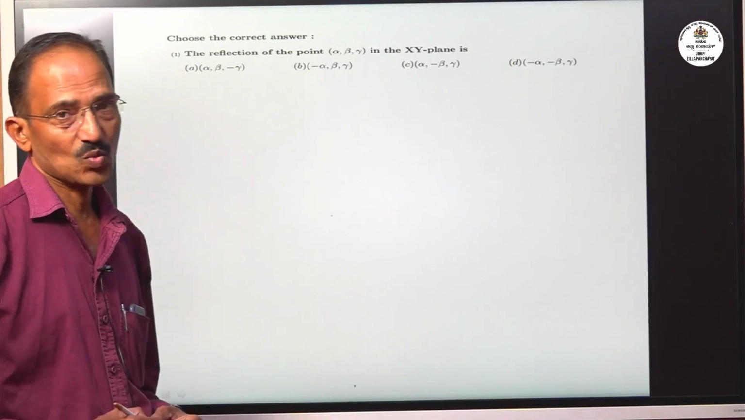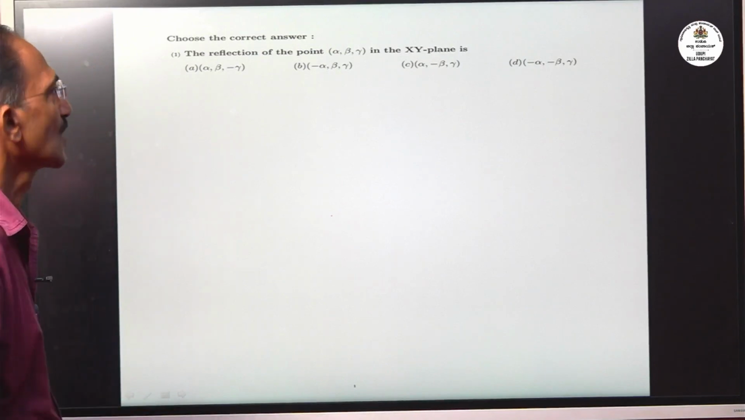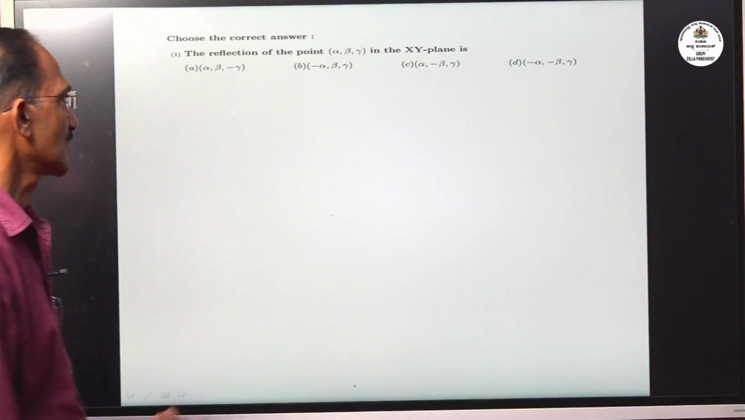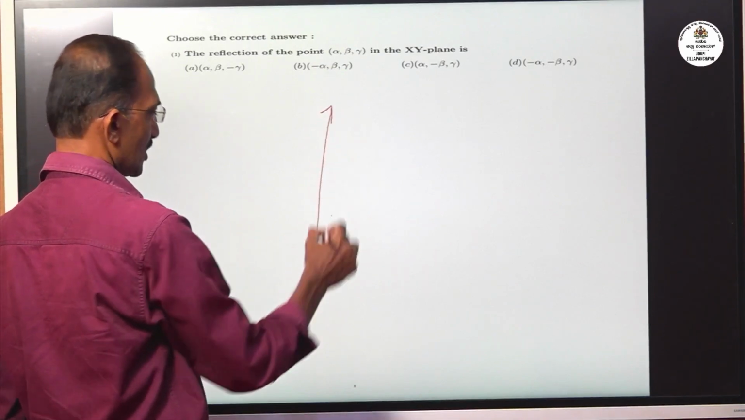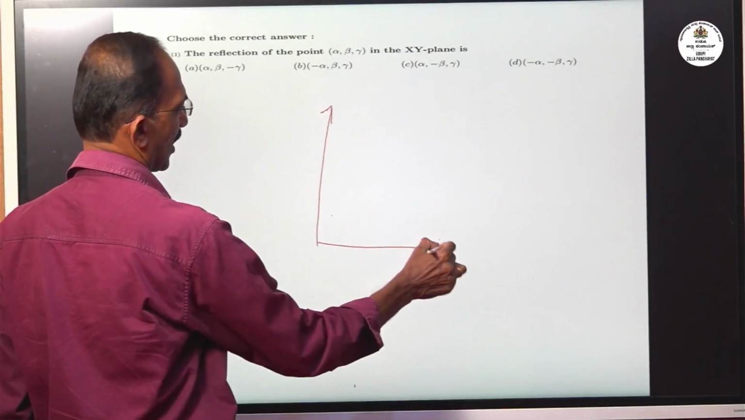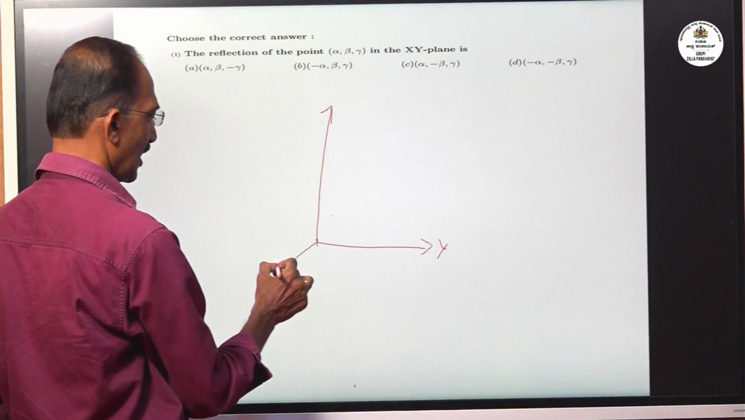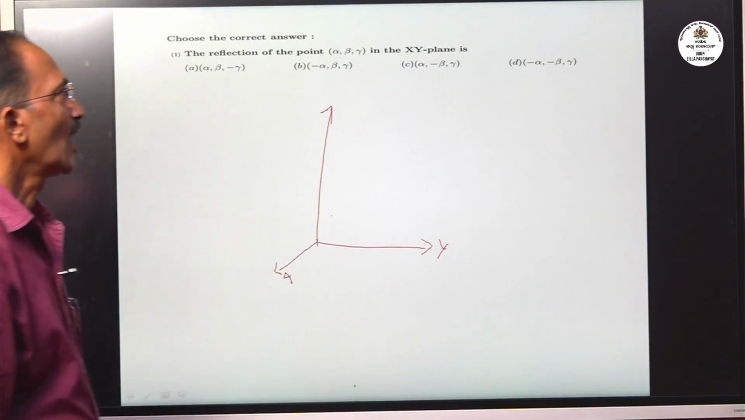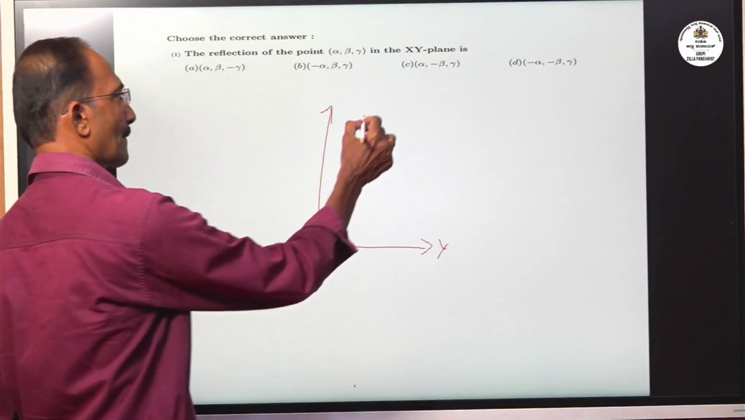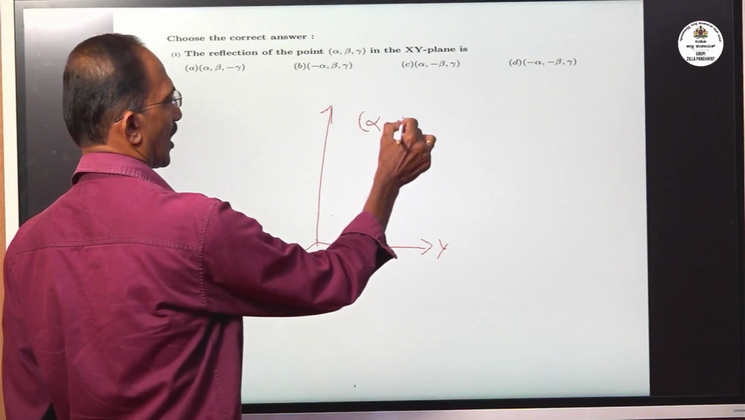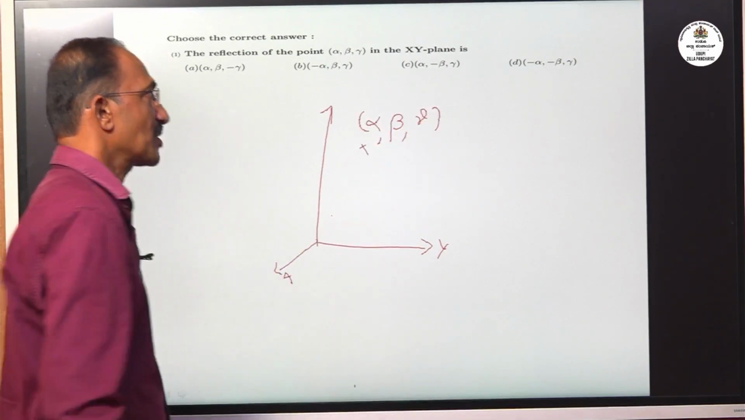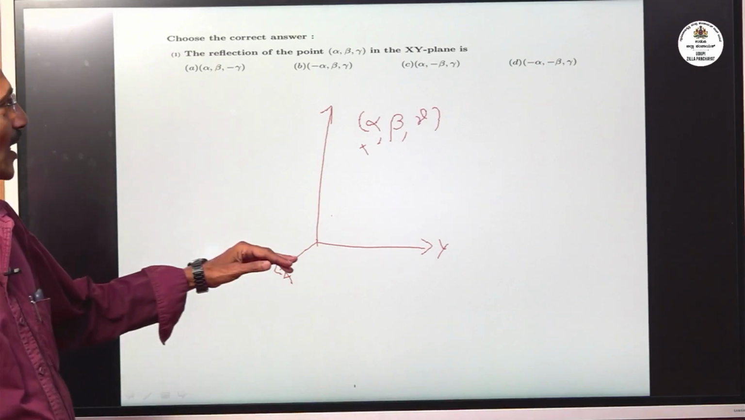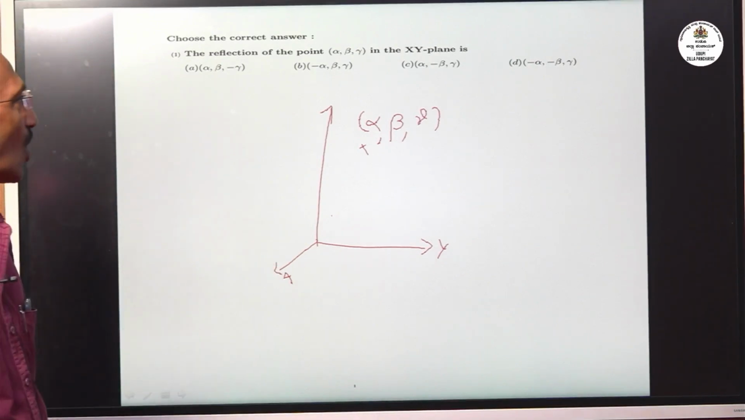The reflection of the point alpha beta gamma in the xy plane. So what is the answer? So just consider your z-axis, y-axis and x-axis and alpha beta gamma. Alpha beta gamma is a point in space. So its reflection on the xy plane.